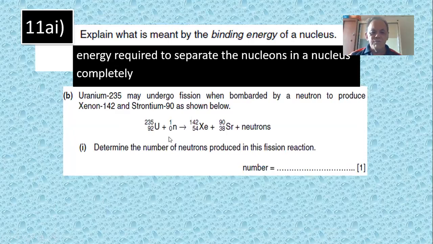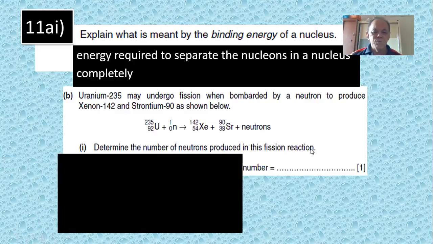Uranium-235 undergoes fission when bombarded by a neutron to produce xenon-142 and strontium-90 as shown. Determine the number of neutrons produced in the fission reaction. So how to do that? Work with conservation of nucleons.